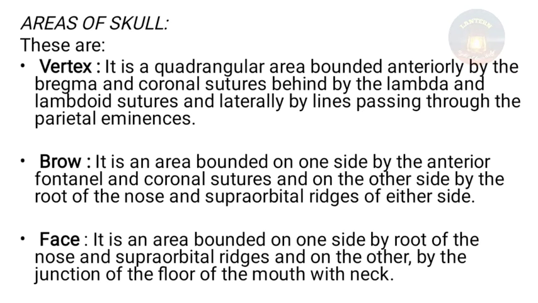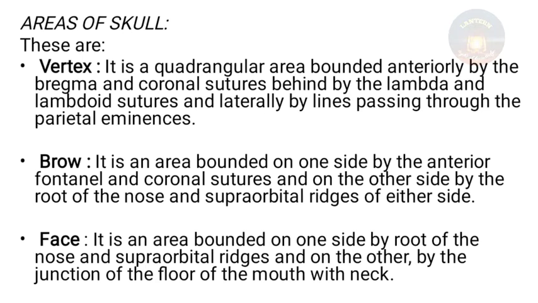The areas of the skull. First is the vertex. It is a quadrangular area bounded anteriorly by the bregma or the anterior fontanelle and the coronal sutures, behind by the lambda and lambdoid sutures, and laterally by lines passing through the parietal eminences. Next is the brow. It is an area bounded on one side by the anterior fontanelle and coronal sutures and on the other side by the root of nose and supraorbital ridges of either side.